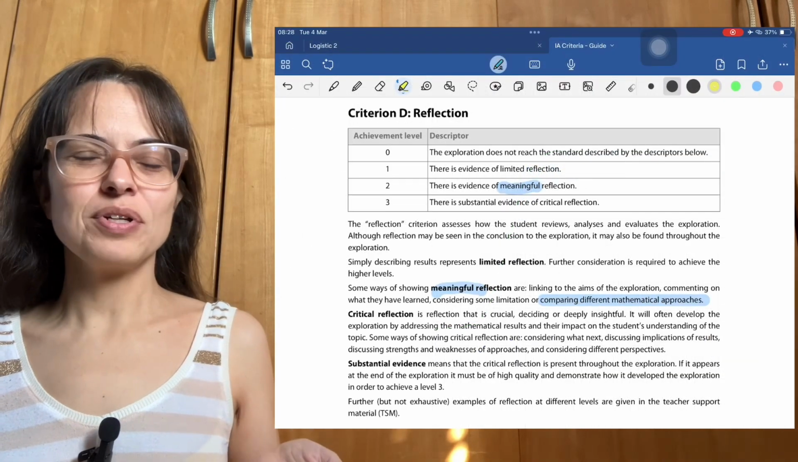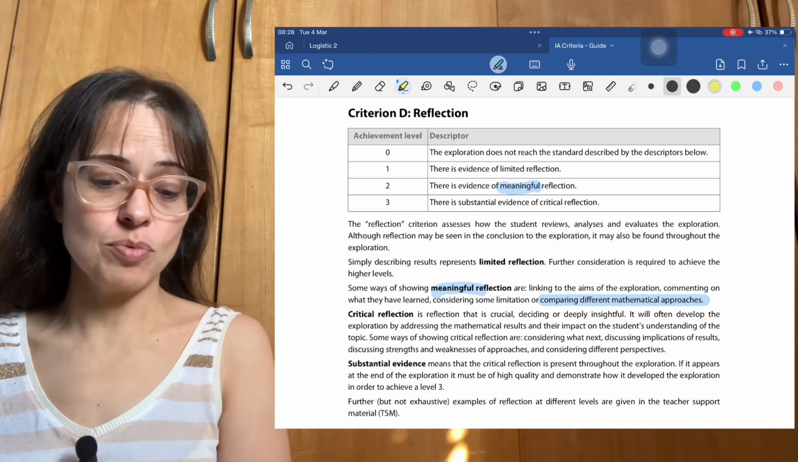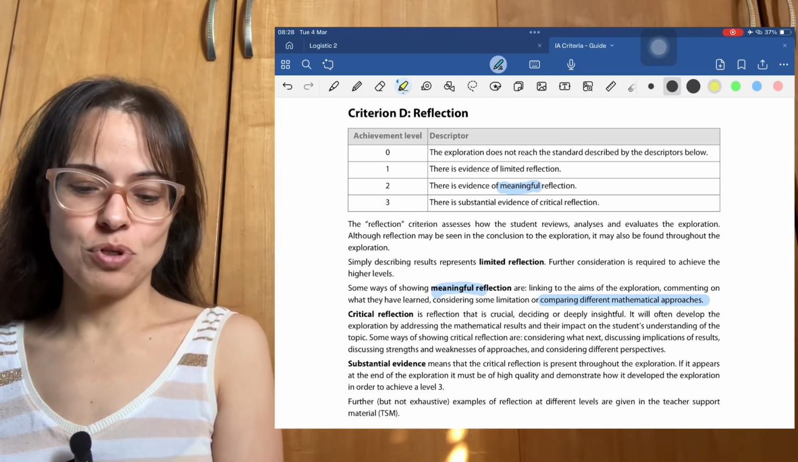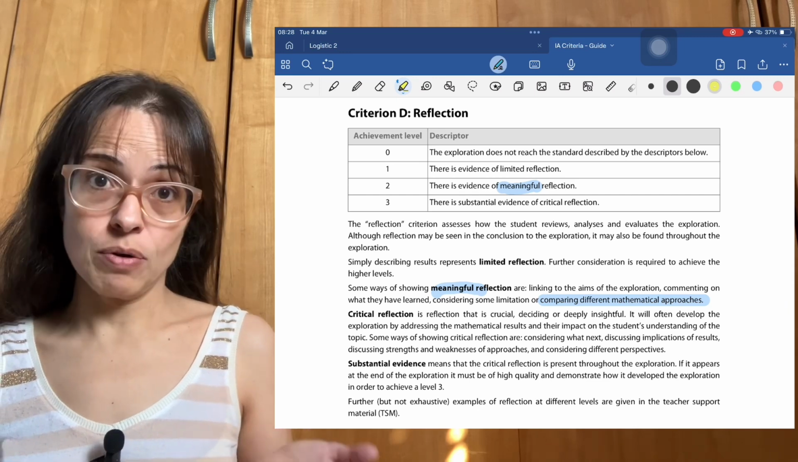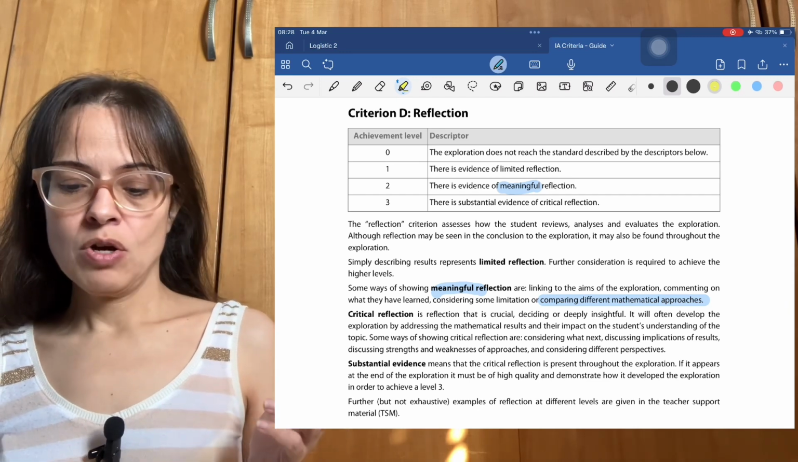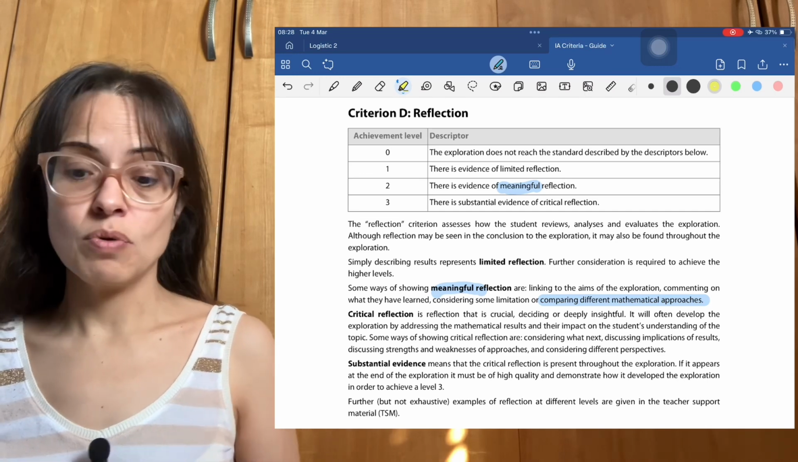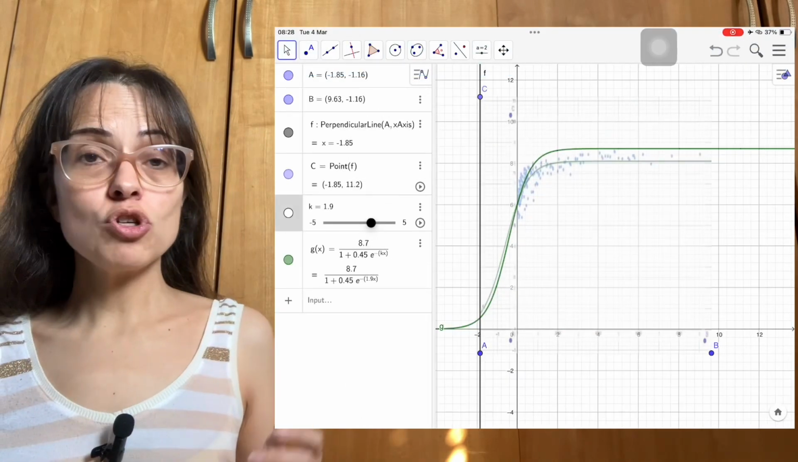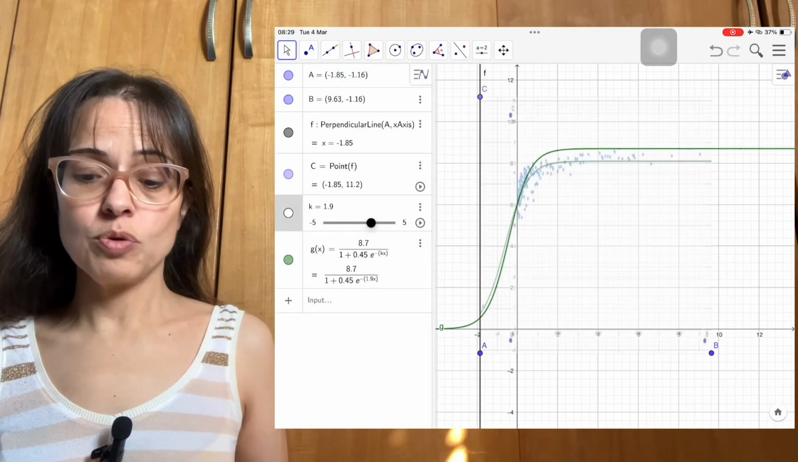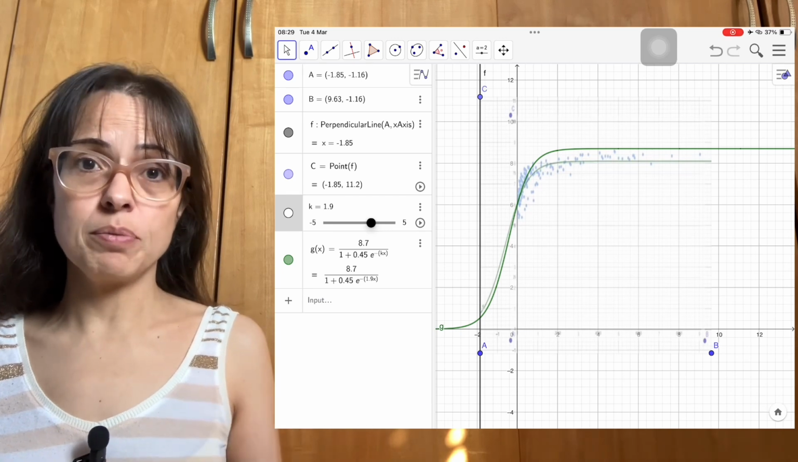Comparing things is generally good. If you're writing an IA, there is this specific mention in the rubric D, level 2, meaningful reflection. And then it gives a few examples of how to show meaningful reflection. One of them is this, comparing different mathematical approaches. So how could you compare these two things that we were just looking at? First of all, you should compare them visually, which is what we were just doing right now, talking about how the asymptote of one doesn't really make much sense.